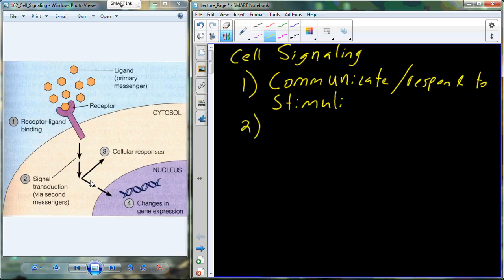So I want to define first the players. What types of things are involved in this process of cell signaling? Obviously, we're going to have the cell. And all cells, regardless of organism, regardless of type of cell, all cells have the ability to respond and communicate. They can respond to their surroundings and they can communicate with other cells.